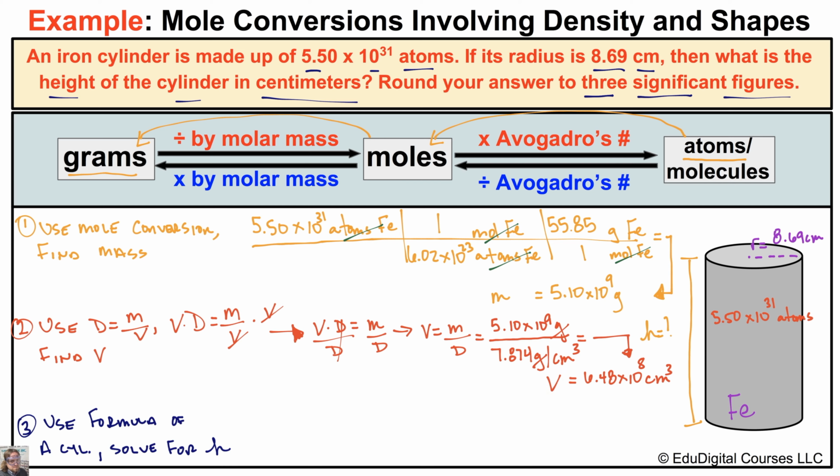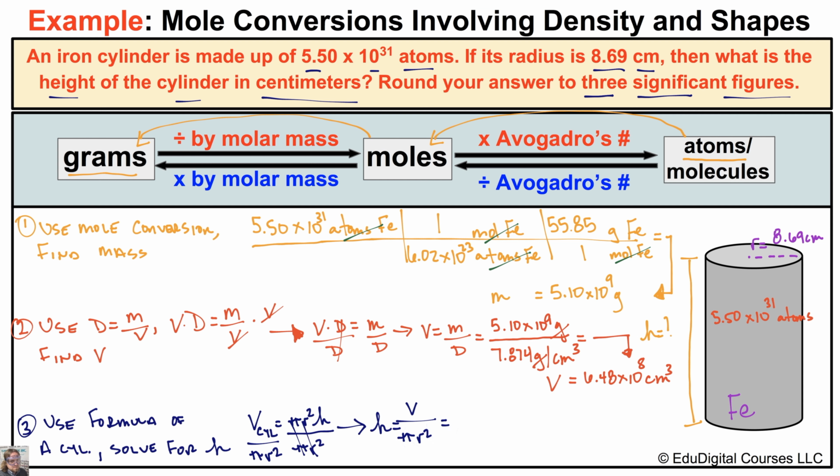In our third and final step, what we have to do is use the formula of a cylinder. If you remember from Algebra 1 or geometry, the formula for the volume of a cylinder is volume equals pi times r squared times h. And if we're asked to solve for h, then we need to divide both sides by pi r squared. This will cancel. And so, to get the height of our cylinder, we're going to take the volume and divide it by pi r squared.